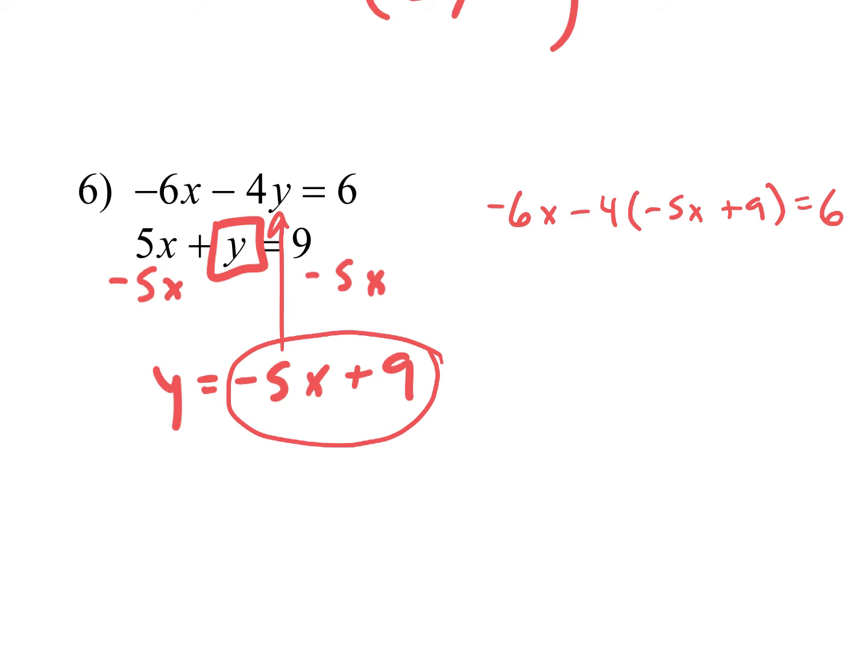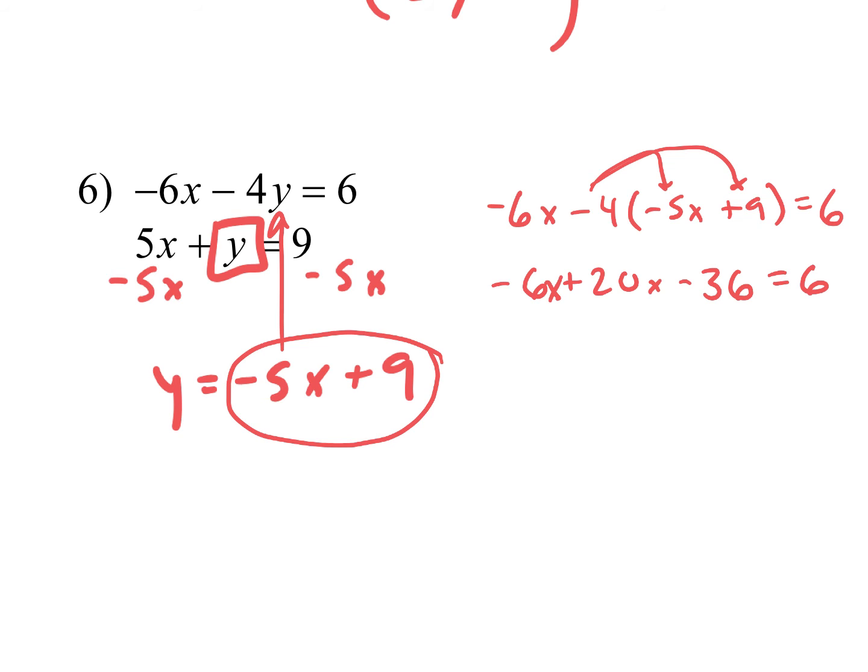Amanda, what should I do next? Plug it in. I already plugged it in. Then you have to subtract. Distribute. You have to distribute first. So negative 6x. What's negative 4 times negative 5x? Positive 20x. Negative 4 times 9? Negative 36, and that's equal to 6.